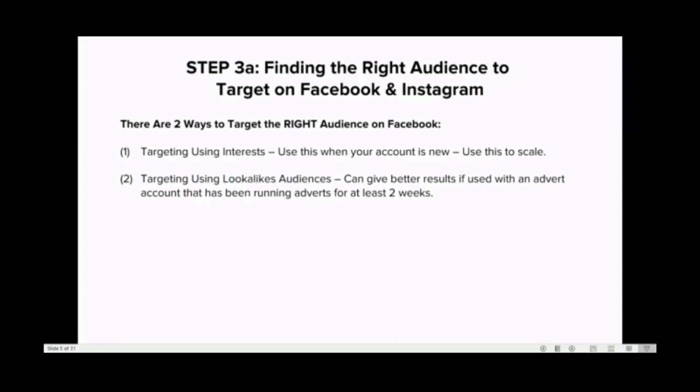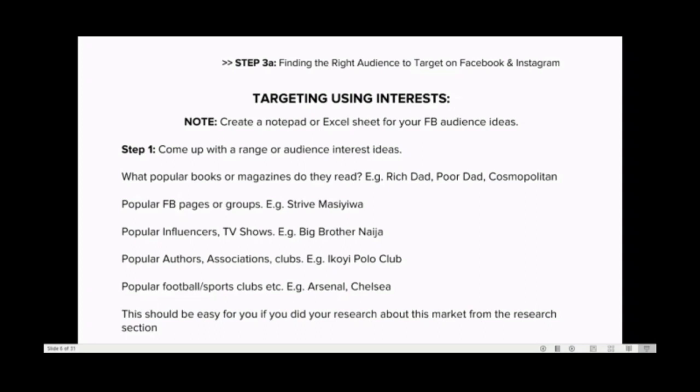So the question now is, how do I target using interest on Facebook? Firstly, you have to create a notepad or Excel sheet where you'll be recording your Facebook audience ideas when going through this exercise. Or you get a pen and a book to jot down your Facebook audience ideas when going through this exercise. So the next thing is that you want to come up with a range of audience interest ideas. And I'm simply talking about the books and magazines that are being read by the audience I want to target.